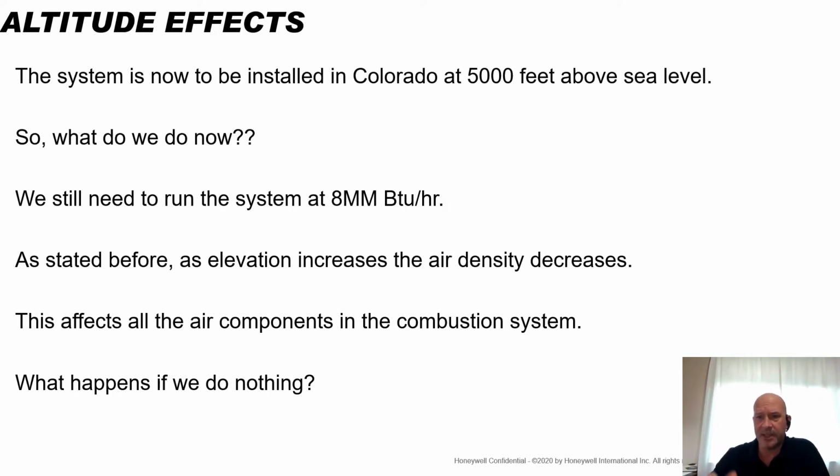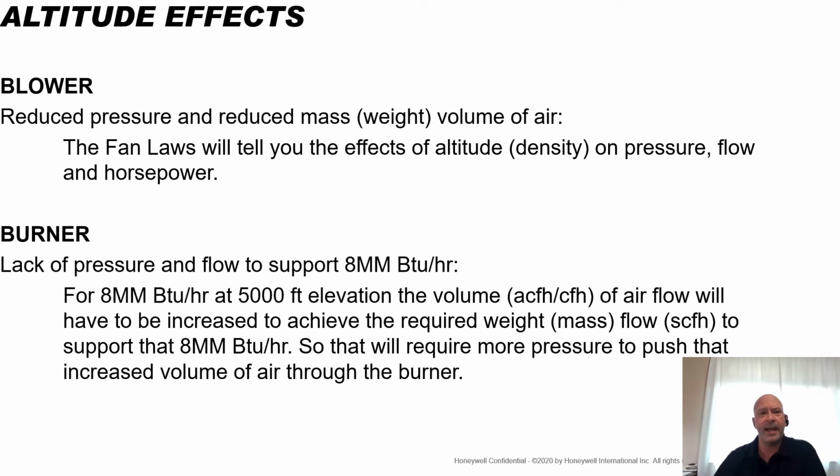We take our system, we size it, we buy everything, and it's for 8 million BTUs an hour at sea level. What's going to happen is the blower is going to have reduced pressure and reduced mass flow volume through the burner. I'll explain that in a second. The fan laws, which we'll look at in the next slide, are going to tell you the effects of altitude, or the density change, on pressure, flow, and horsepower for the blower.